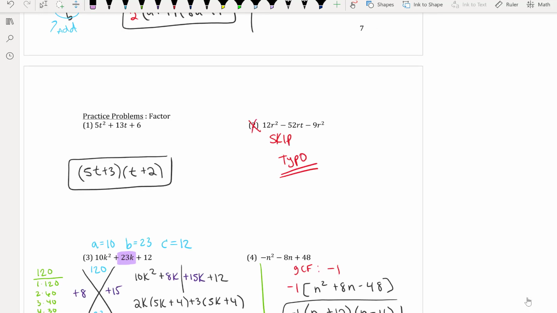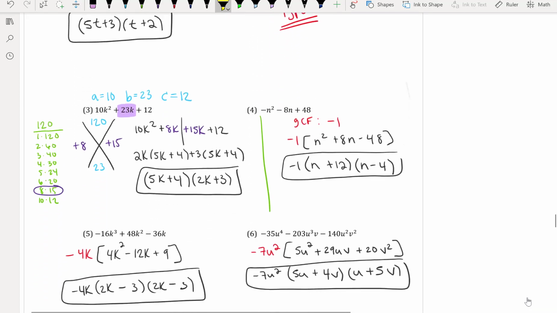Okay, well, I do hope that you guys pressed pause and tried some of these practice problems. So for that first one, I did guess and check, and I got 5t plus 3 and t plus 2. For number 2, I realized I made a typo. I have an r squared and I have an r squared. So that does not help me. So hopefully you didn't spend too long on number 2. It was a typo. I apologize.